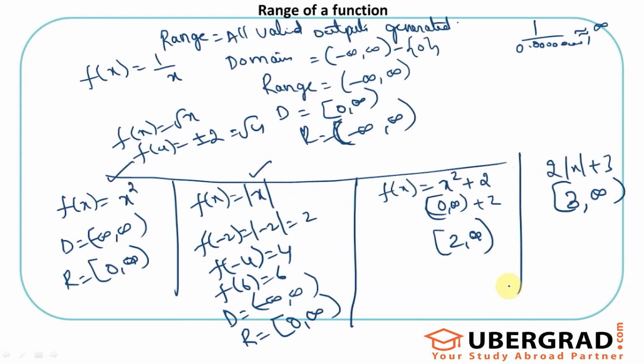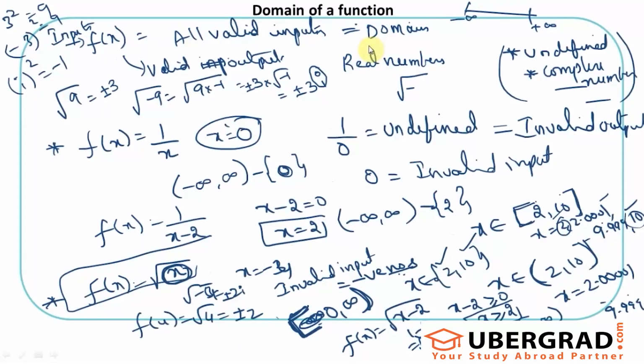So range is basically the outputs. What all are valid outputs for whatever valid inputs I can give based on the domain of that function. So 1 by x or, for example, even 1 by 2x minus 3. When I get something like this, make sure that the denominator should not be equal to 0. That is what I need to focus on for this part. And when I see square roots, make sure that the value inside it should always be greater than or equal to 0.